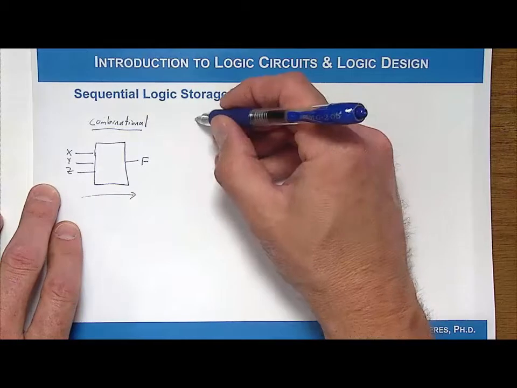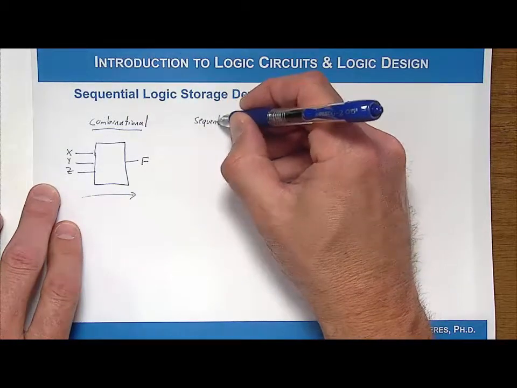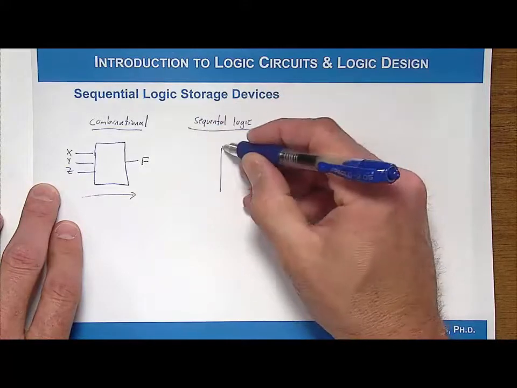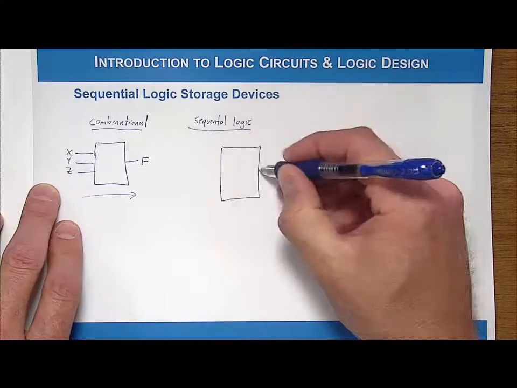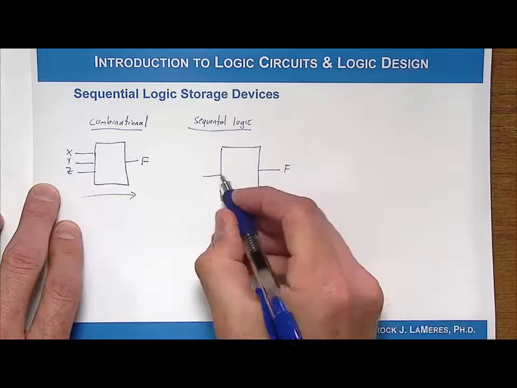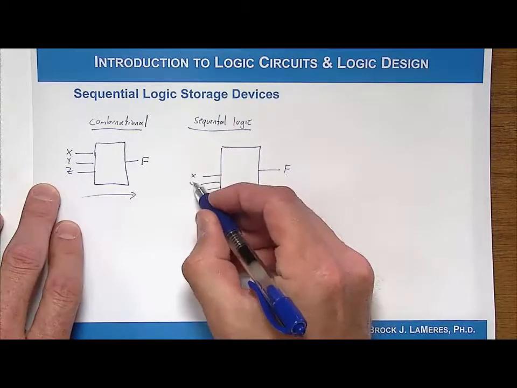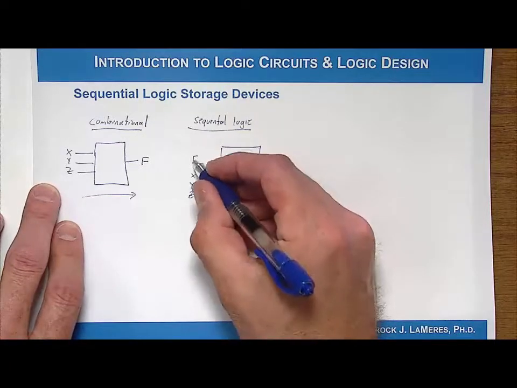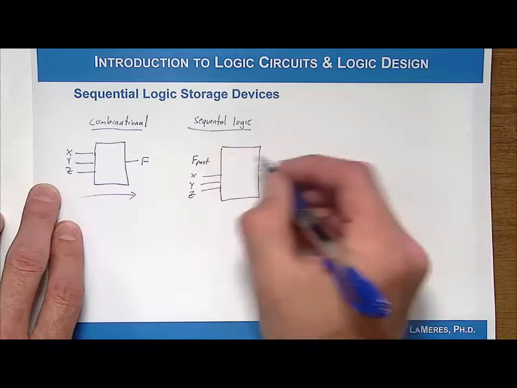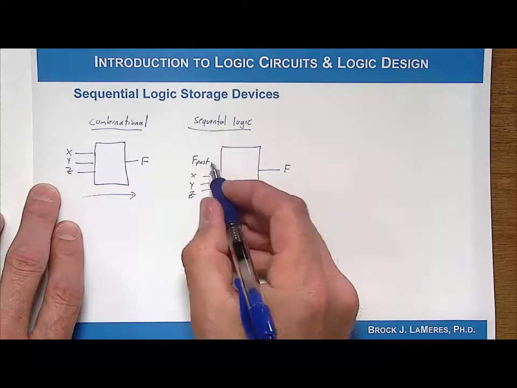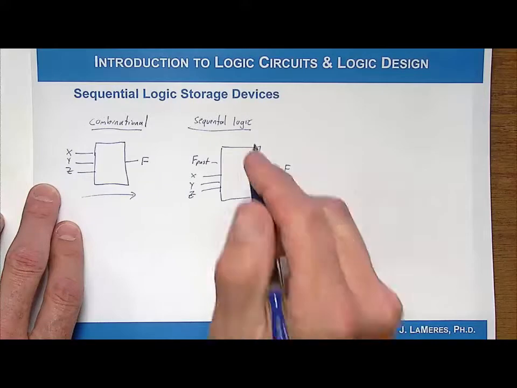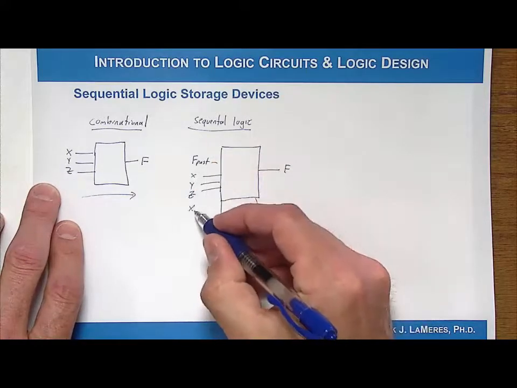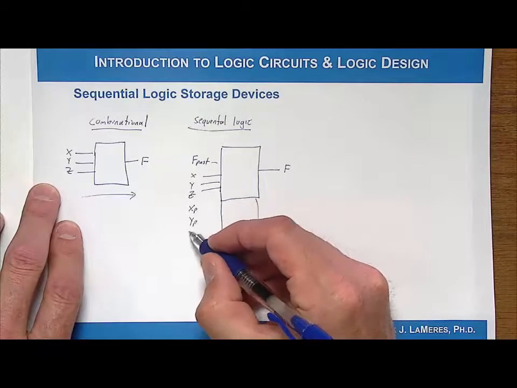Now if you look at what a sequential logic circuit is, this is one in which the output depends not only on the instantaneous values of the inputs, let's say X, Y, and Z again, but it also depends on past values of F, or past values of the outputs, and also past values of the potential inputs. So you might have F past, and then continuing this down here, X past, Y past, and Z past.